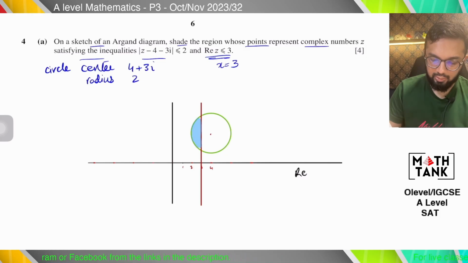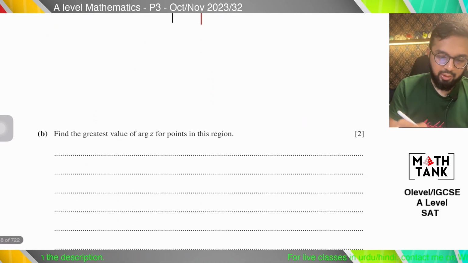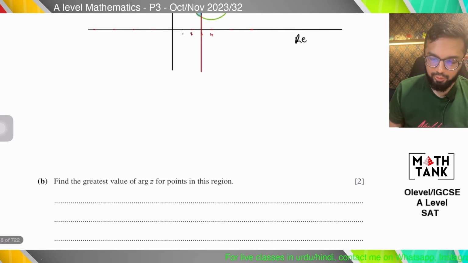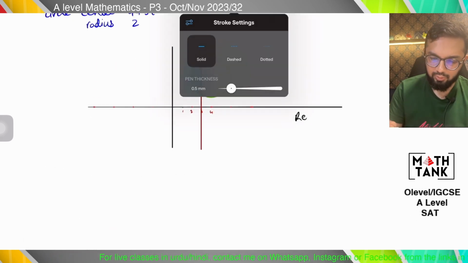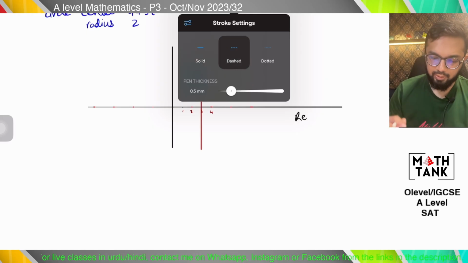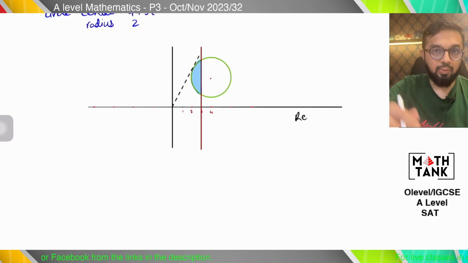Okay, inside the circle and less than or equal to 3. Find the greatest value of argument of z for points in this region. Let's draw that with a dashed line. Remember that it's always the tangent. The greatest value of argument of z is always the tangent.